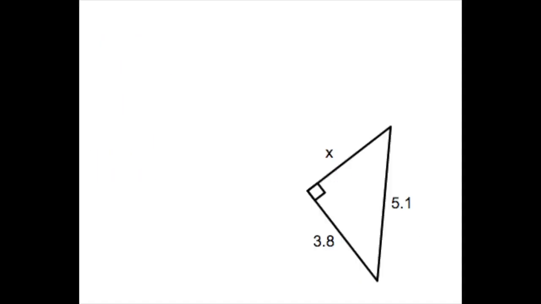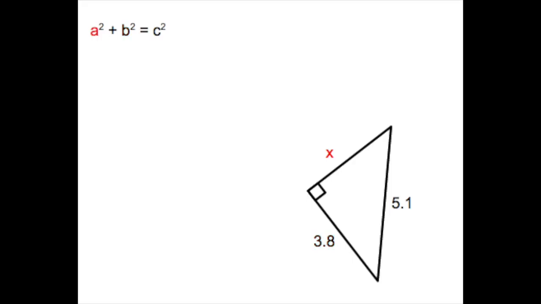Notice in this example, we know one of the legs and the hypotenuse, and we're trying to find the other leg, as opposed to our first example where we knew both legs and we were trying to determine the hypotenuse. Let's use the Pythagorean theorem to find the missing length. A squared plus b squared equals c squared, where a and b are the legs of the right triangle.